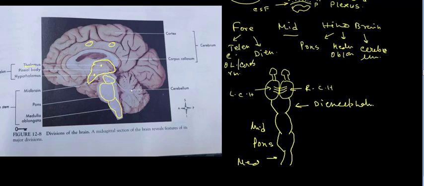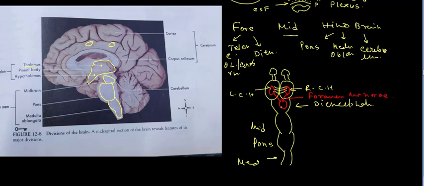Another important part present in the brain is the brain ventricles. There are 4 ventricles inside the brain. The first and second ventricles are present in the left and right cerebral hemispheres, and the third ventricle is present in the diencephalon. The first, second and third ventricles are connected by the foramen of Monro.